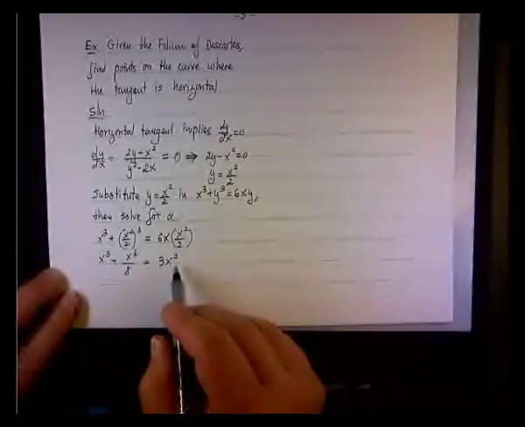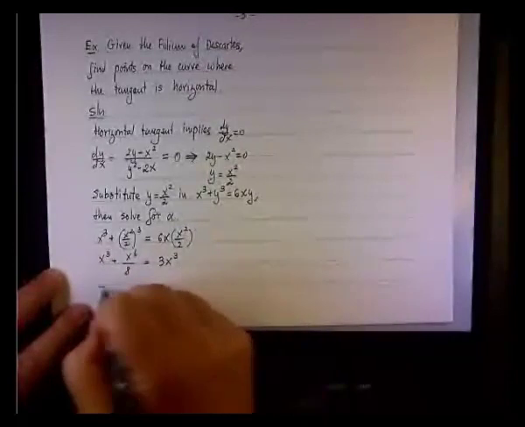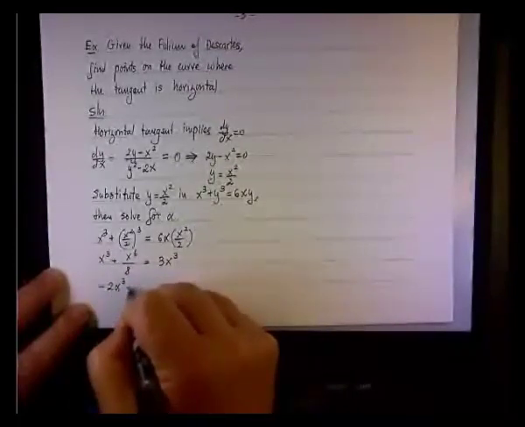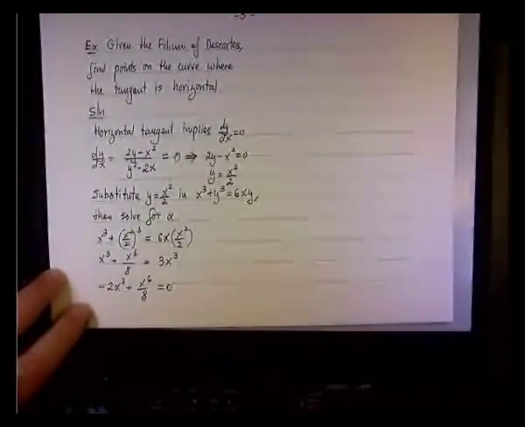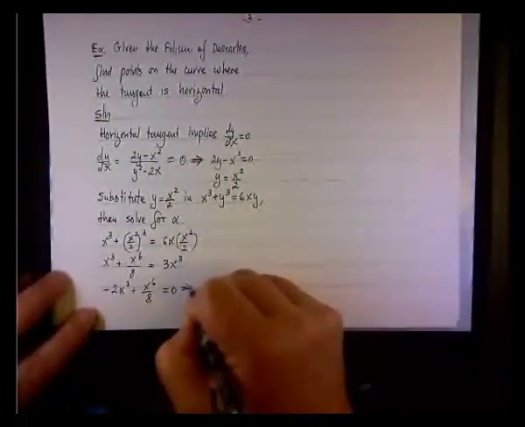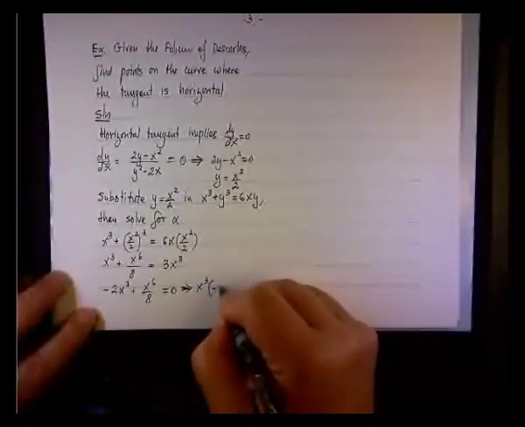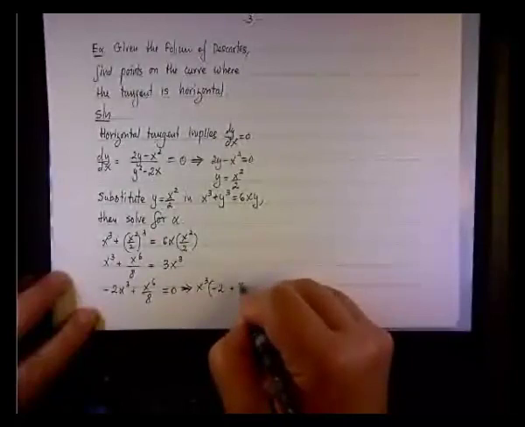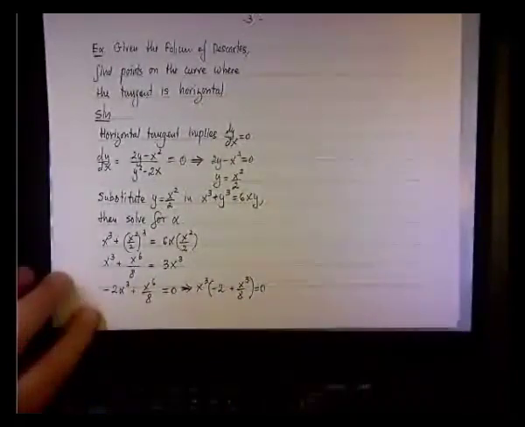We have now something like this. If you move everything to the left side, then you have x cubed minus 3x cubed. So you have negative 2x cubed plus x to the 6 over 8 equals 0. Okay? This can be factored. If we factor x cubed, then we can write it like so: x cubed times negative 2 plus x cubed over 8 equals 0.